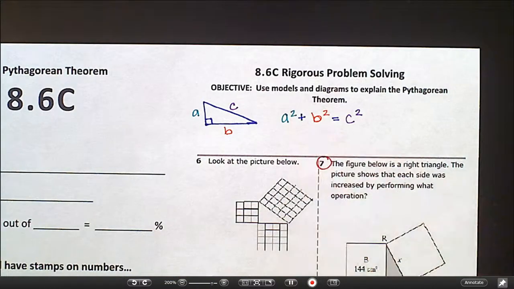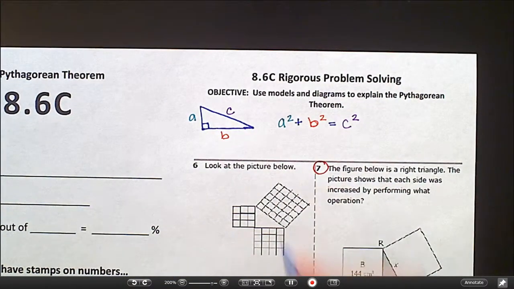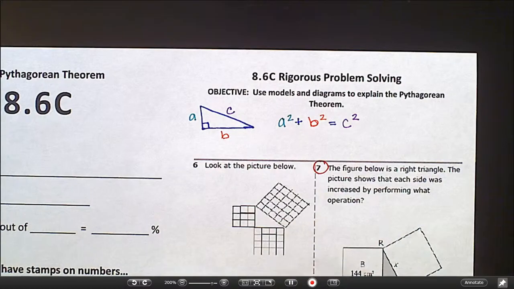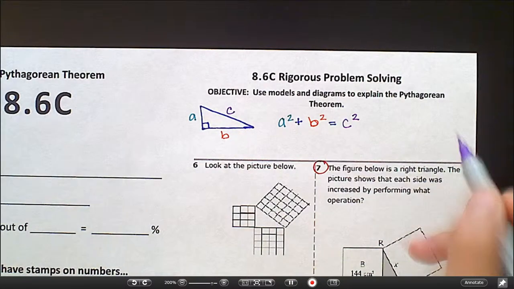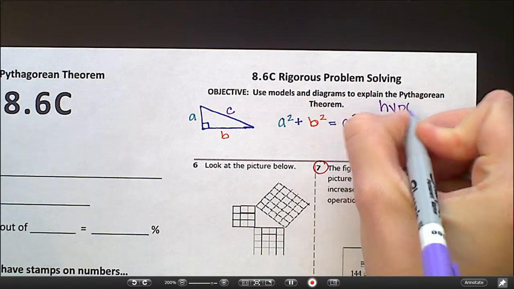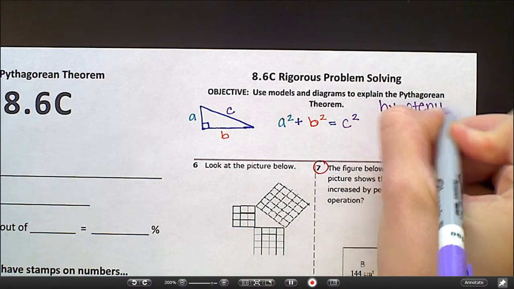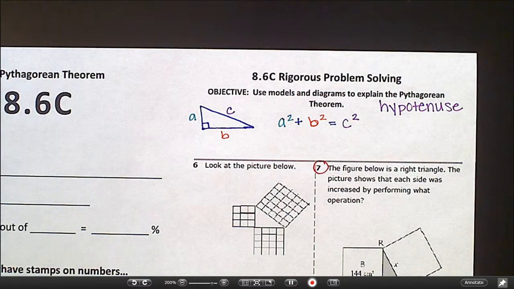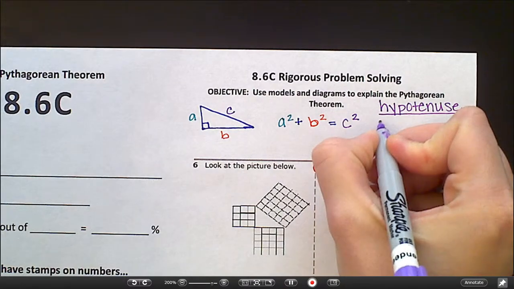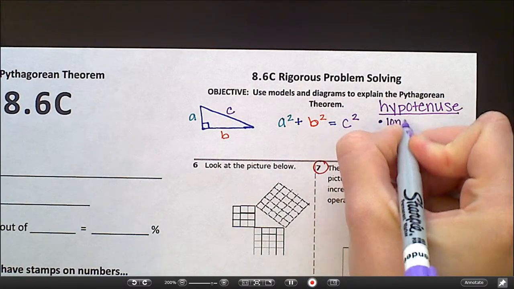Now, we could also have labeled this A right here and B right here. But C is the hypotenuse. Okay, hypotenuse, that's an interesting word. And my hypotenuse is the longest side.